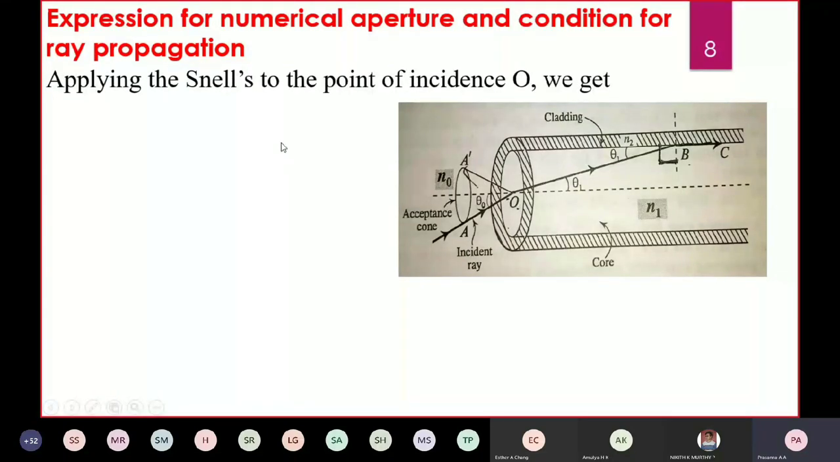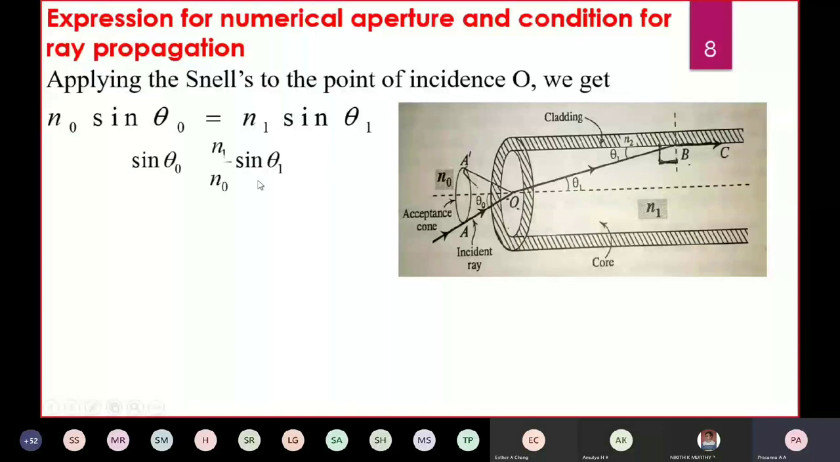Now I am applying Snell's law at the point of incidence O. If this is the point of incidence, then the medium of incidence is the surrounding medium, and the medium of refraction is this one. Therefore, N0 sin theta naught must be equal to N1 sin theta 1. That is the Snell's law for this incidence. And then sin theta naught is equal to N1 by N0 into sin theta 1. And you know that sin theta naught is the numerical aperture, which I defined in my previous slide.